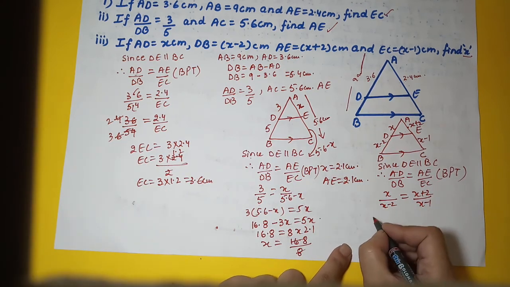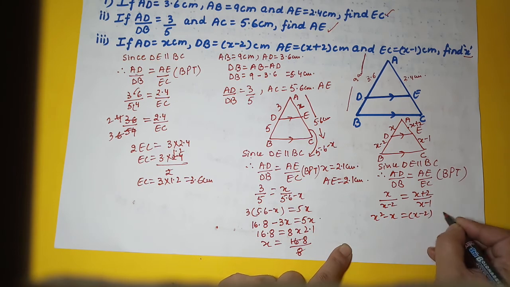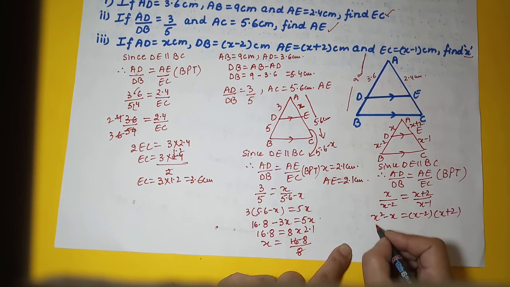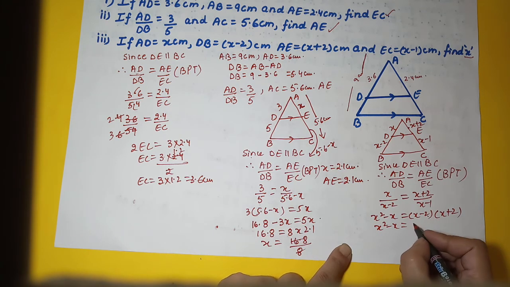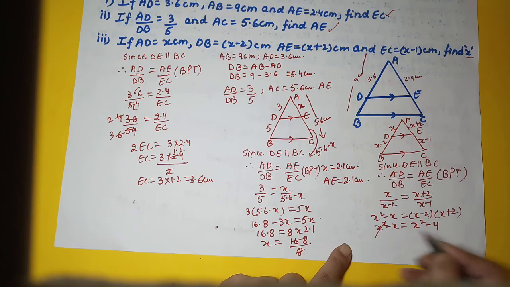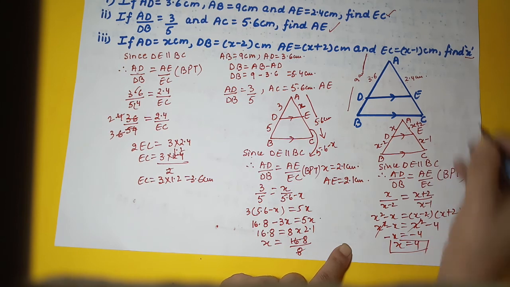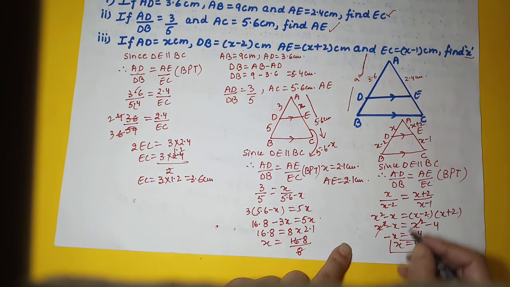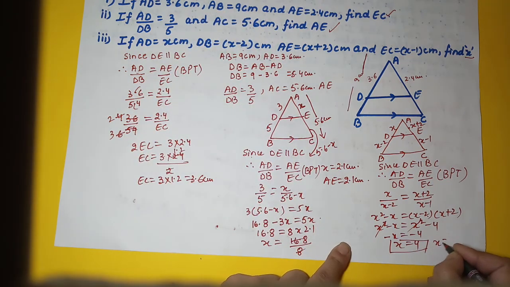Now I will cross multiply. I'll get X square minus X is equal to X minus 2 into X plus 2. A minus B into A plus B becomes A square minus B square, so X square minus 4. X square and X square will go. Minus X equals minus 4. So X equal to 4. That's what he wanted us to find. Now since he has given these measurements in centimeters, X will be 4 centimeters.